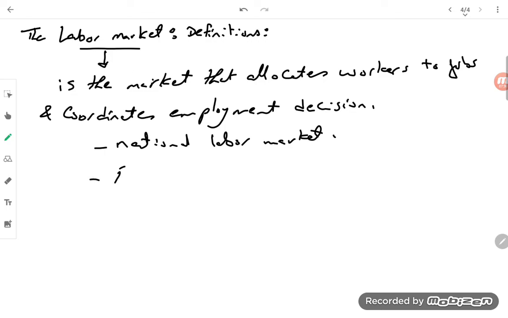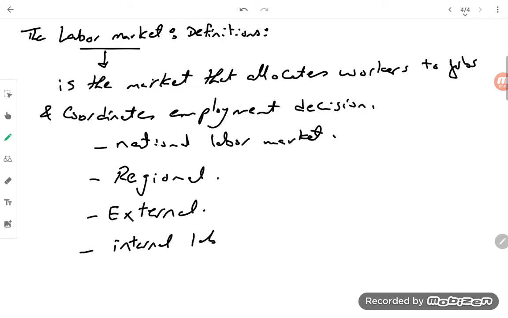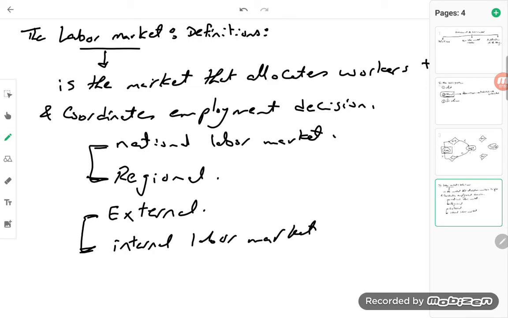Okay, it can be national labor market at a national level, or regional labor market, or external labor market, or internal labor market. So these are different classifications of labor market. It can be national or regional, or external or internal. Also, we have to differentiate between primary market and secondary market.